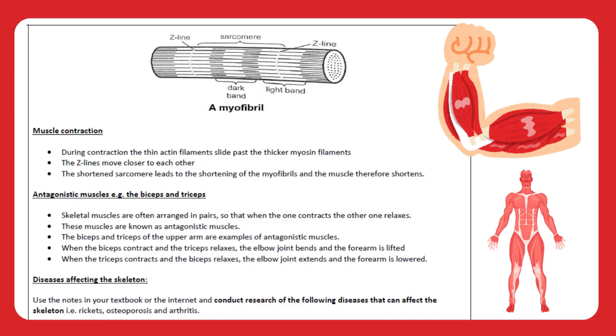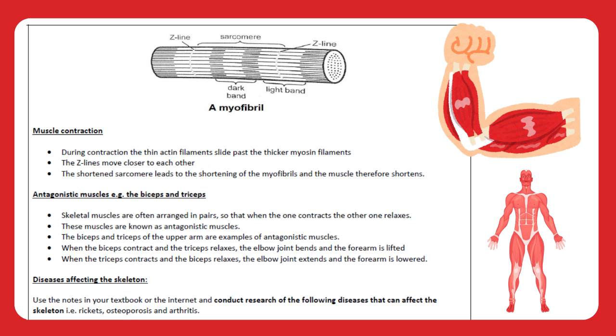Muscle contraction. During contraction the thin actin filaments slide past the thicker myosin filaments. The Z-lines move closer to each other. The shortened sarcomere leads to the shortening of the myofibrils and the muscle therefore shortens.